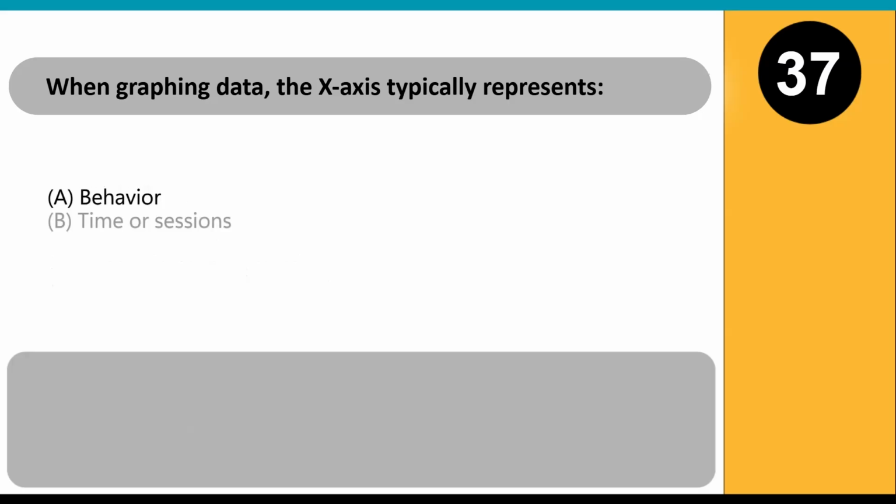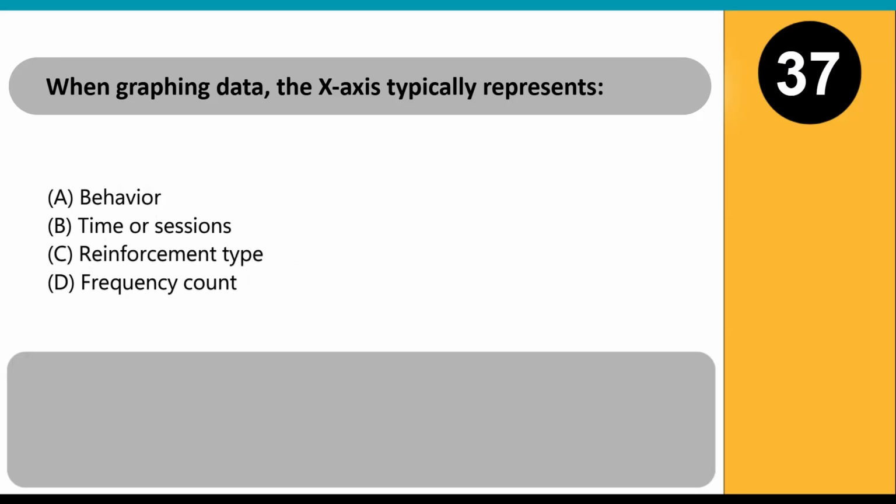When graphing data, the x-axis typically represents: A. Behavior. B. Time or sessions.